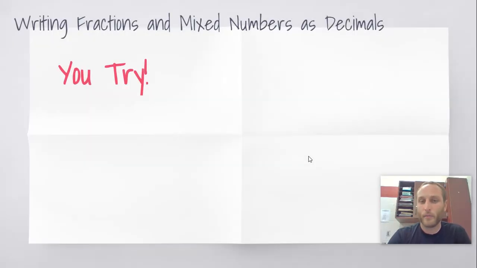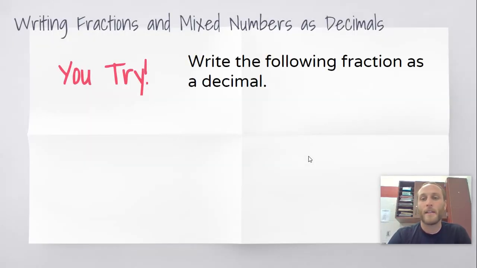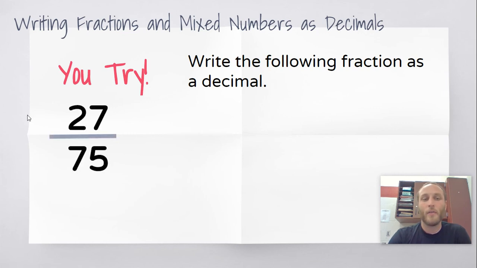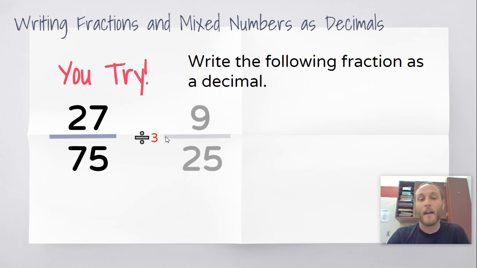All right, you try one. Break it down step by step here. Write the following fraction as a decimal. So if you had 27 over 75, what could you do here? All right, you could have done a couple different things. To me, I figured since this is 75, I know that I can eventually get that to 100. So I'm going to try to get this to 100. If I take this 75 and divide by 3, I know I can bring this down to a 25. 75 divided by 3 is 25. And then I just have to do that to the top. So 27 divided by 3 is 9. So I find an equivalent fraction, which is 9 over 25.